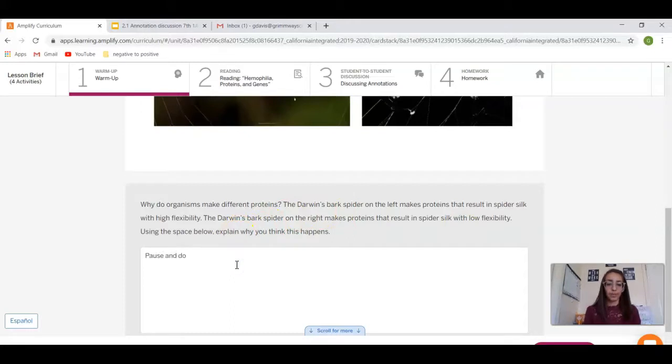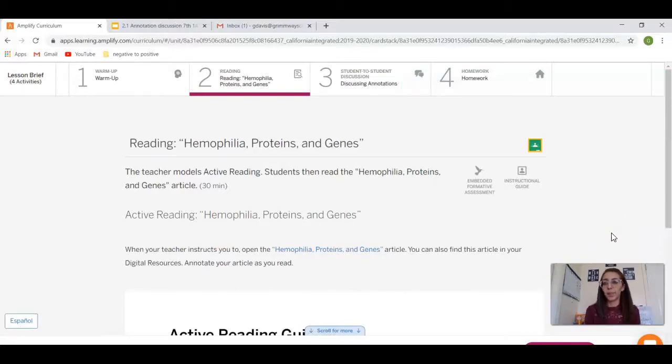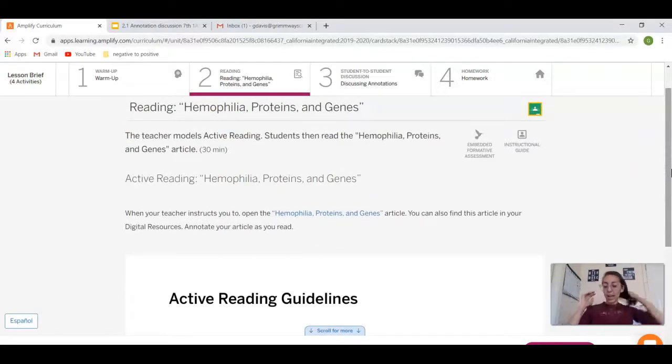Alright, then you should have a little button that says hand in, and then you click next activity. Boom, guys, we're like a quarter of the way done now. So next we're going to go into active reading, and with this chapter we are going to be asking the question of why do Darwin spiders make different proteins for silk flexibility? So why do Darwin spiders make different proteins for silk flexibility? Why are they different? Why? That's our main thing, okay?